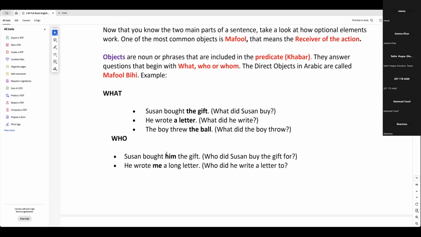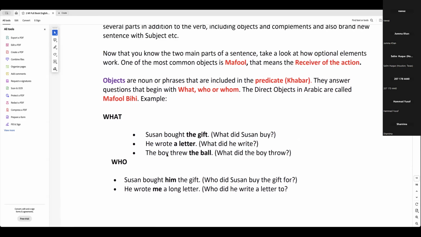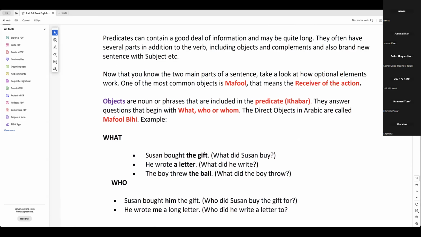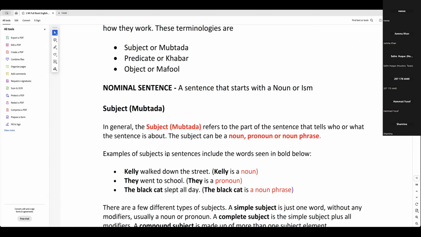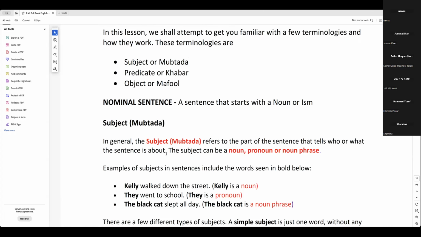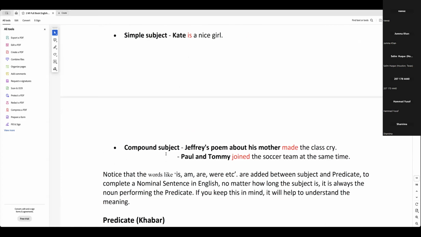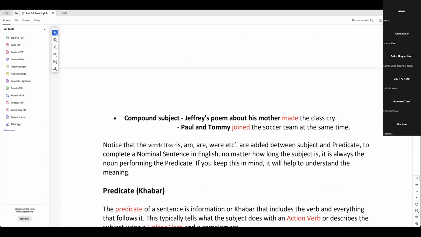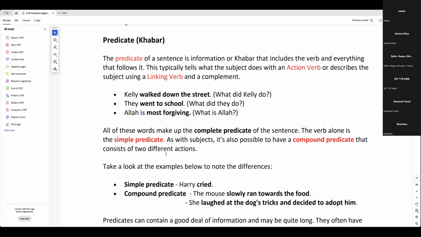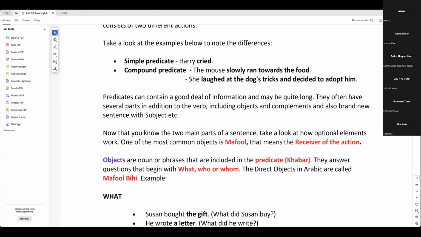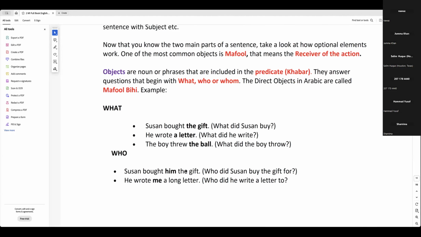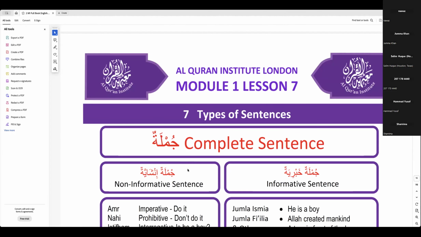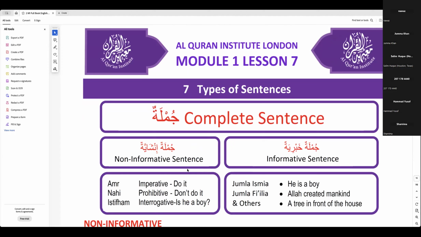So I hope you understand the three parts of speech here: subject, khabar, predicate, and finally the object, maf'ul, in Arabic. All three parts have been explained in this lesson. It's just for information. The next lesson, lesson 7, we will do after Maghrib, inshallah, and explore the rest of it.